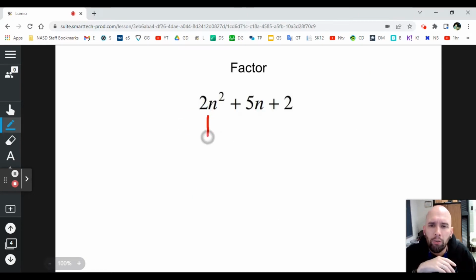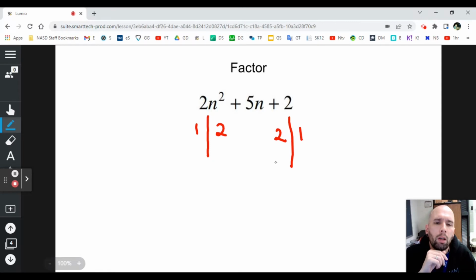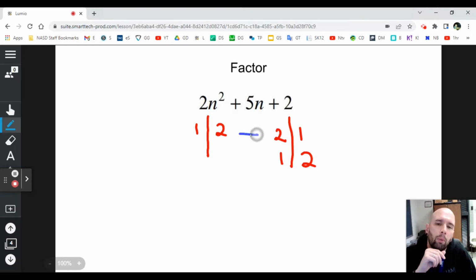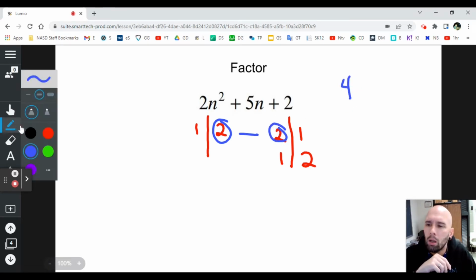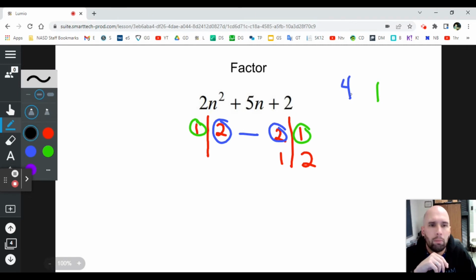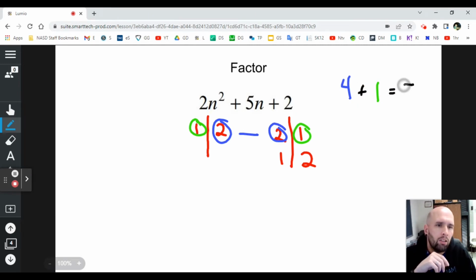Okay. List out all the factors. 1 and 2. That's it. List out all the factors for 2. 2 and 1. And 1 and 2. Pick one that you think it is. I think it's that one. Multiply the interiors. So that's 2 times 2. That gives me 4. Multiply the exteriors, 1 times 1. That gives me 1. Add them up and see if you get the coefficient attached to your middle variable.